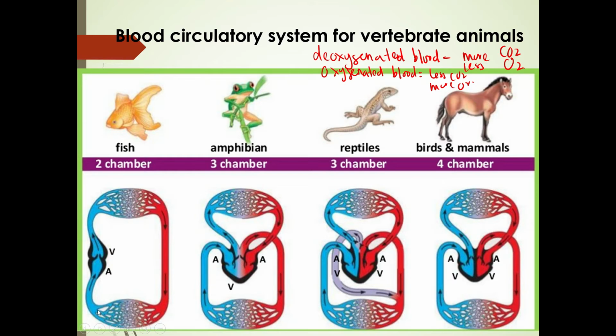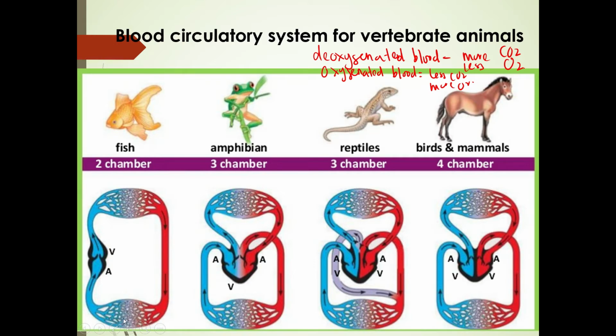It will travel to the atrium, since they only have two chambers here, and then the atrium will pump it to the ventricle. The ventricle will send it to the gills, sorry, not the lung, for gas exchange to occur. At the gills gas exchange occurs, so now the blood has become oxygenated blood, because it has gotten oxygen from the gills. So the oxygenated blood travels again to the body.